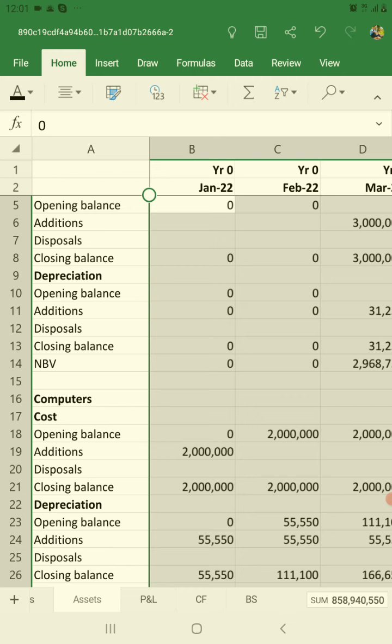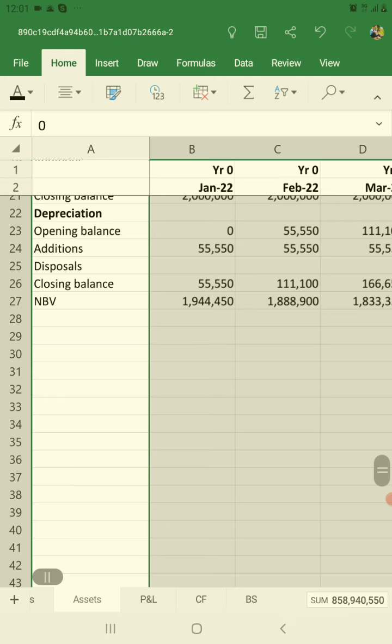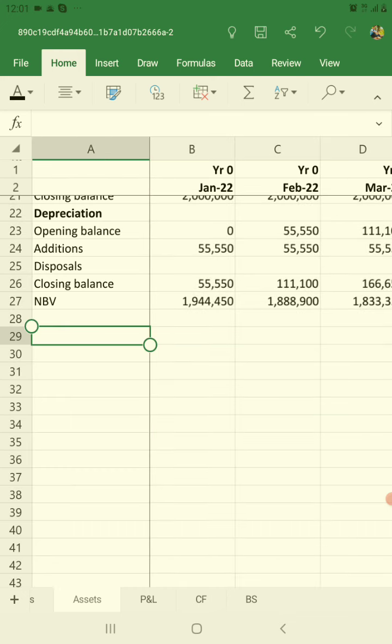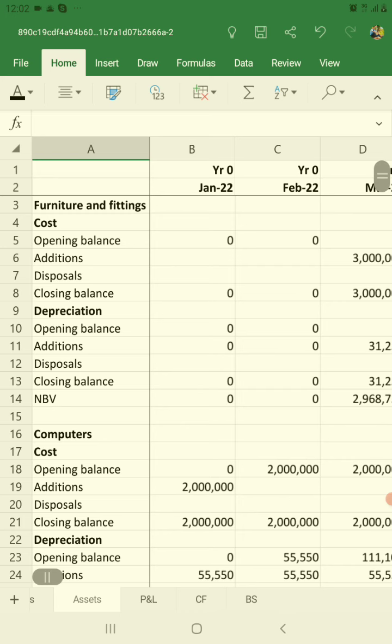Okay, so after doing that, let me now put the summaries that are going to be reflected in our financials. So the first one, it is the additions component. This one draws out cash out of the business. When you add furniture, when you add an asset, it draws out cash because you have bought it.